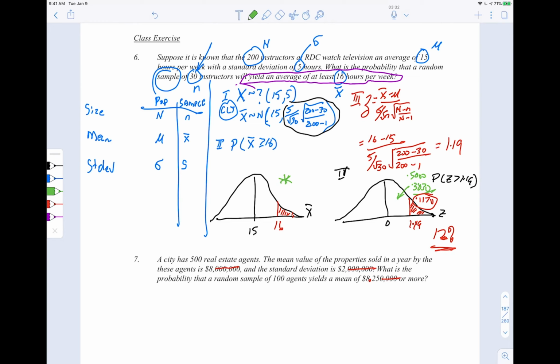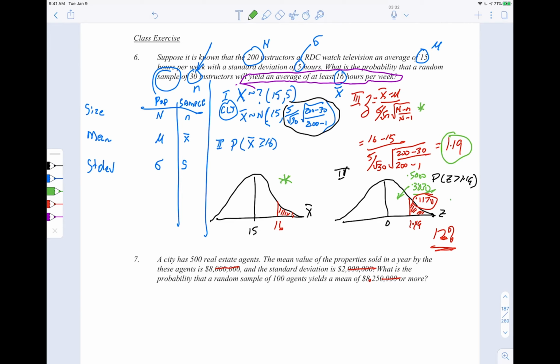We went through a process here where we standardized this. We had to use the FPC factor, the finite population correction factor, and that gave us a z value, and then we looked that up on the table, and that came to 0.3830. Subtract that from 0.5, and that gave us 12% as an answer. That's how we did that by hand, and you can go back and look at the video where we talked about that.